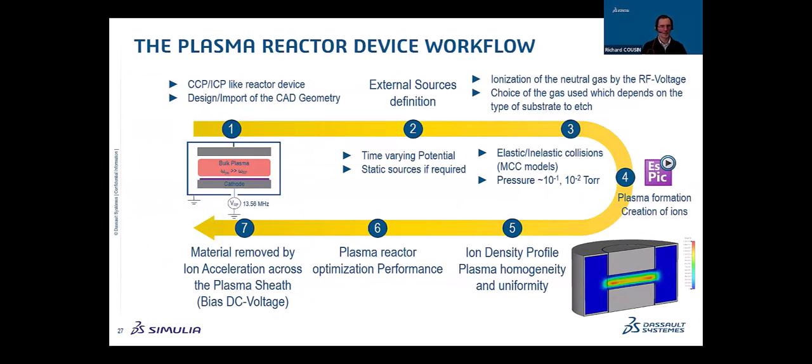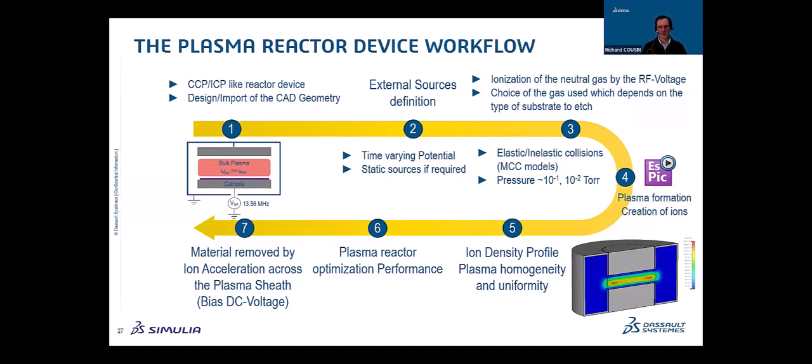This is the workflow that we have for the plasma reactor devices. You start with a certain geometry, which can be whatever your CCP or ICP reactor is. Then you have the design that you can directly use, or you can also perform your own design. As a second step, you take into account the external sources with the time varying potentials. Here you have the potentials at 13.56 megahertz, which need to be taken into account in order to maintain the discharge within the plasma chamber.